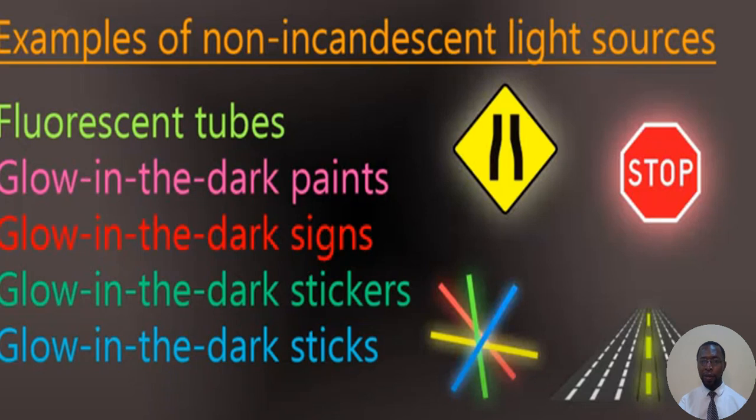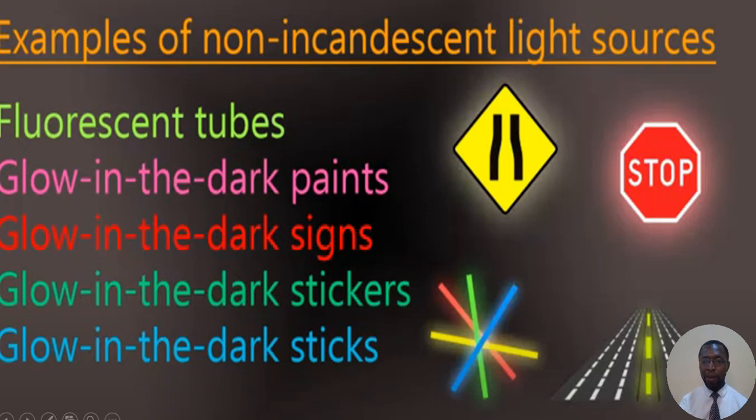Another category of light source we could also say is non-incandescent light source. Objects that emit light due to heat are incandescent, but when they are non-incandescent, it means you don't have to heat them up before they emit their light. A good example of them is the fluorescent tube. A fluorescent tube need not be hot before it brings light. And also we have some paint that glows at night or in the dark. They need not be hot before they can glow or emit light.